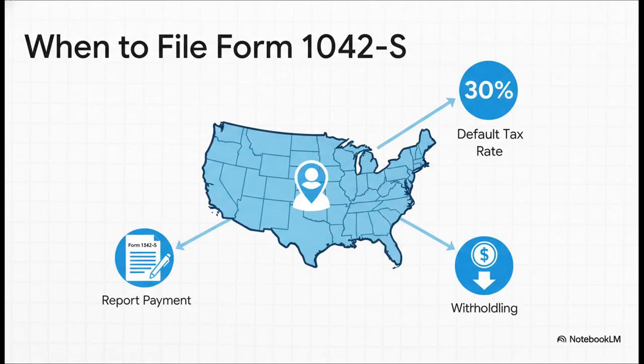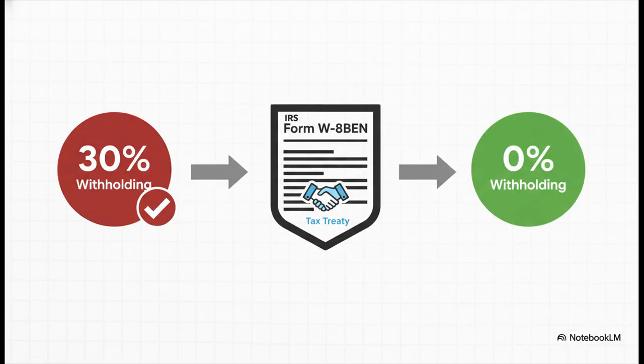And, this is a big one, it automatically triggers a mandatory 30% tax withholding on that payment. That is a huge change from just paying their invoice. But this is where having that W-8 form on file becomes even more powerful. See, if the contractor's home country has a tax treaty with the U.S., they can use that W-8BEN to claim a lower withholding rate, sometimes even 0%. But if you don't have that form, you're stuck. You have to withhold the full 30%.